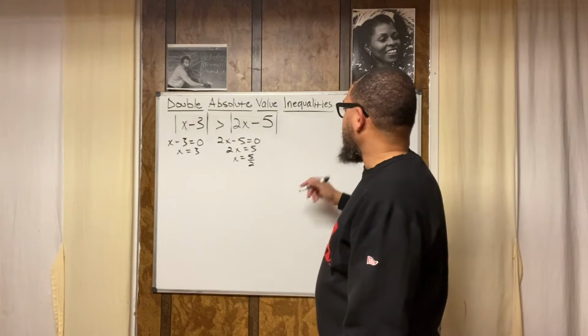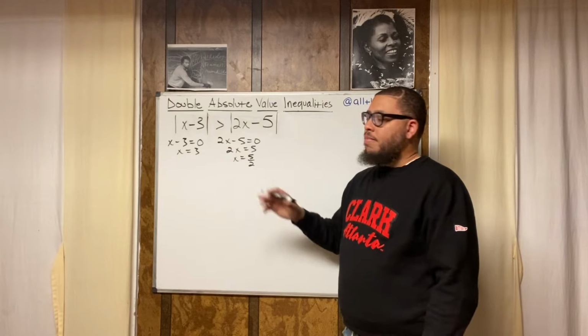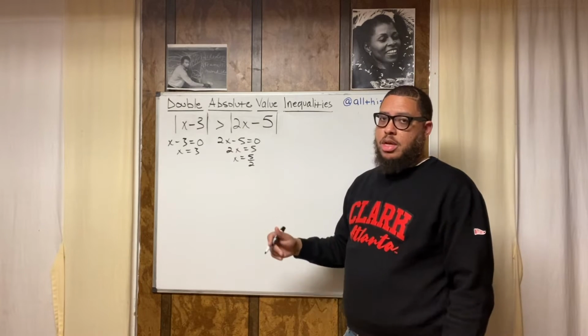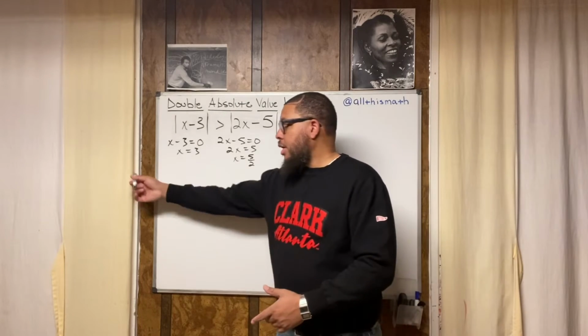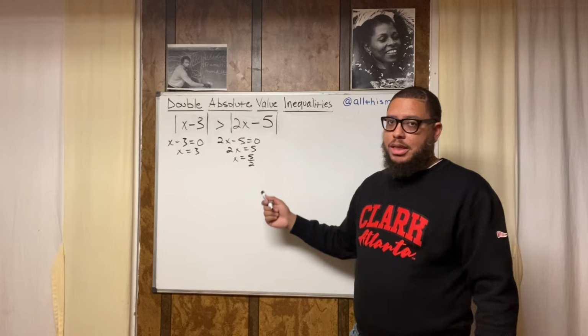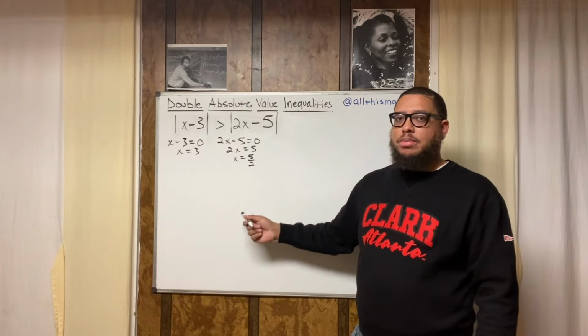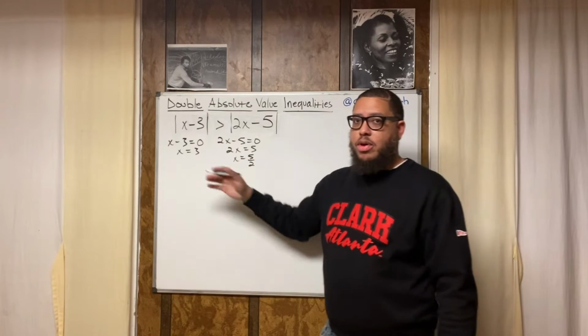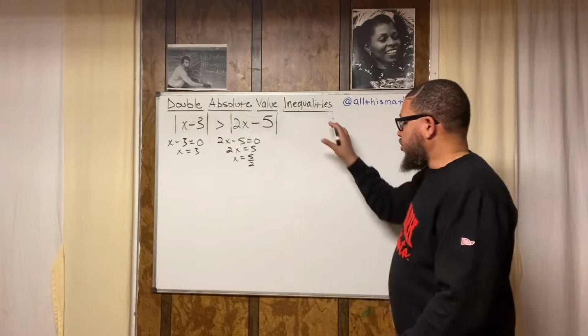Then you set up your table. Now, because we got two turning points, our table's going to have 3 intervals. 2 turning points, 3 intervals. Because we're going from negative infinity to the smallest turning point. Then we're going from the smallest turning point to the next biggest turning point. And then we're going from the next biggest turning point to positive infinity. That's what's going to happen here. I'm going to show you what it's going to look like. I'm going to draw my table right here.